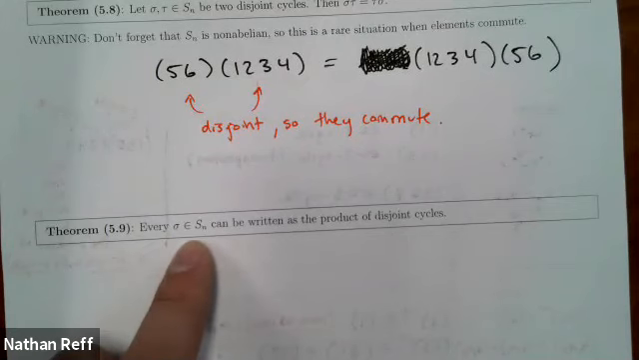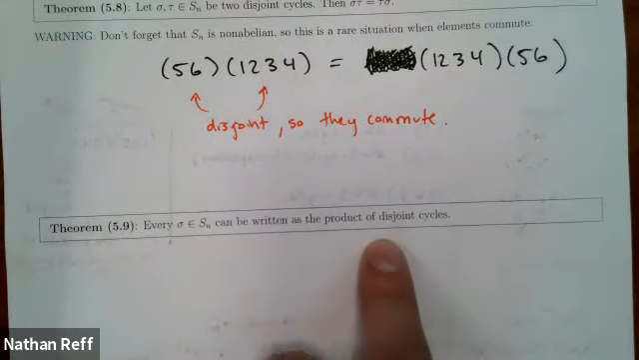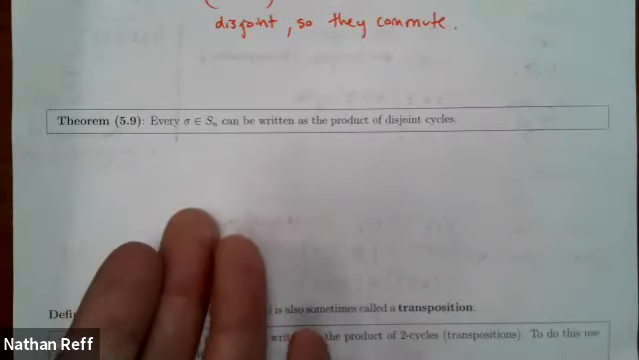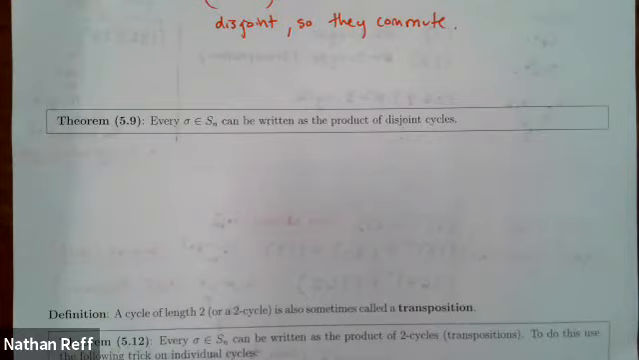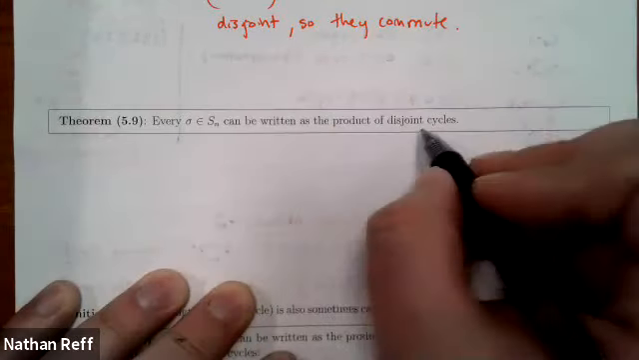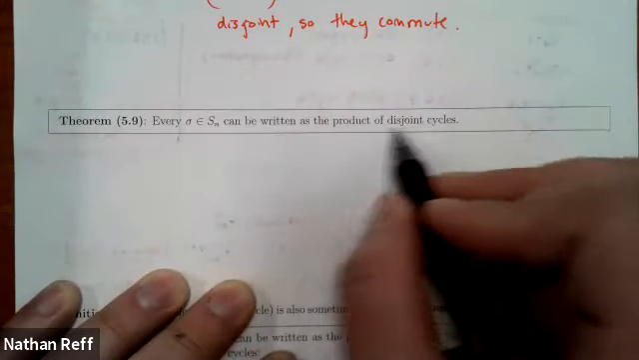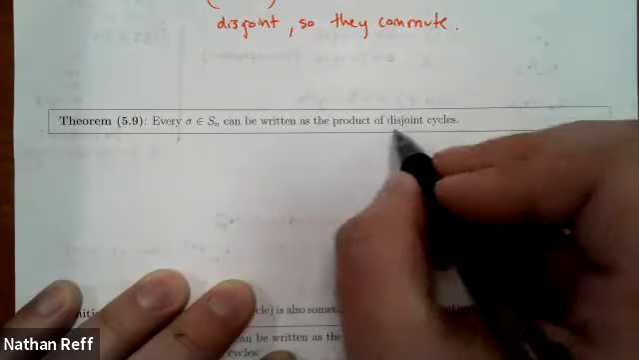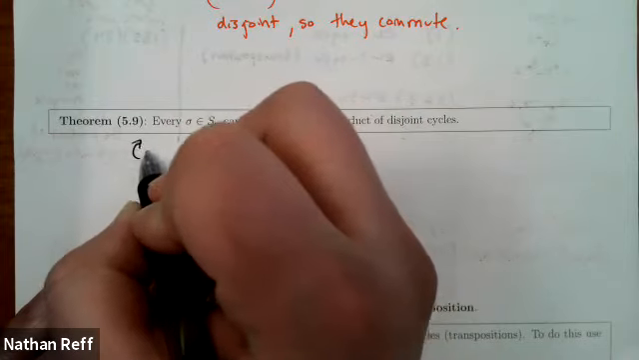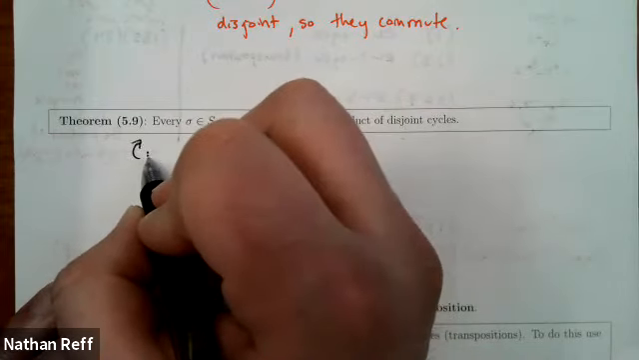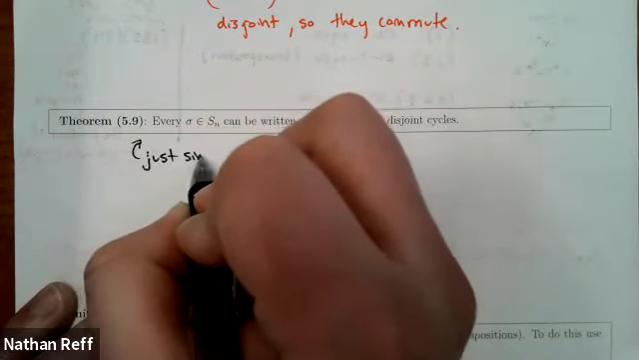So every element of Sn can be written as the product of disjoint cycles. How you actually do that is just the normal simplification process. The how is more important because that's what you're going to be doing more often. Just simplify as we have done.